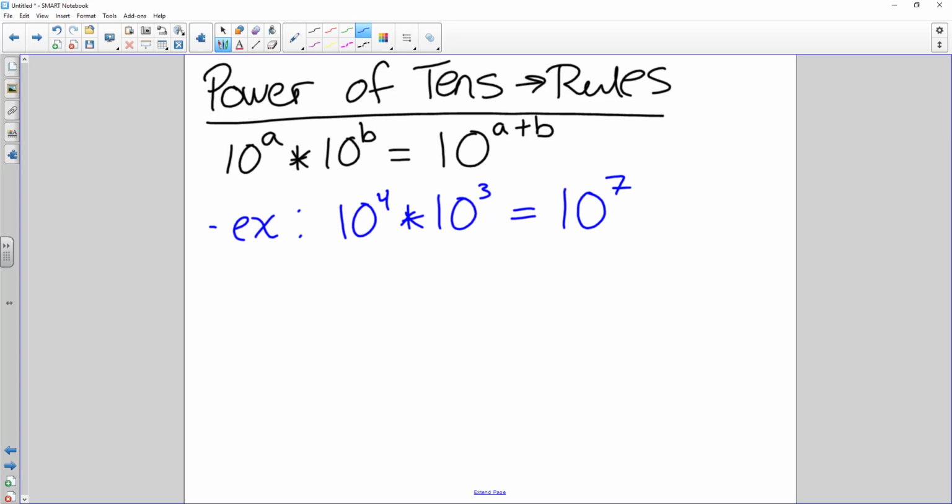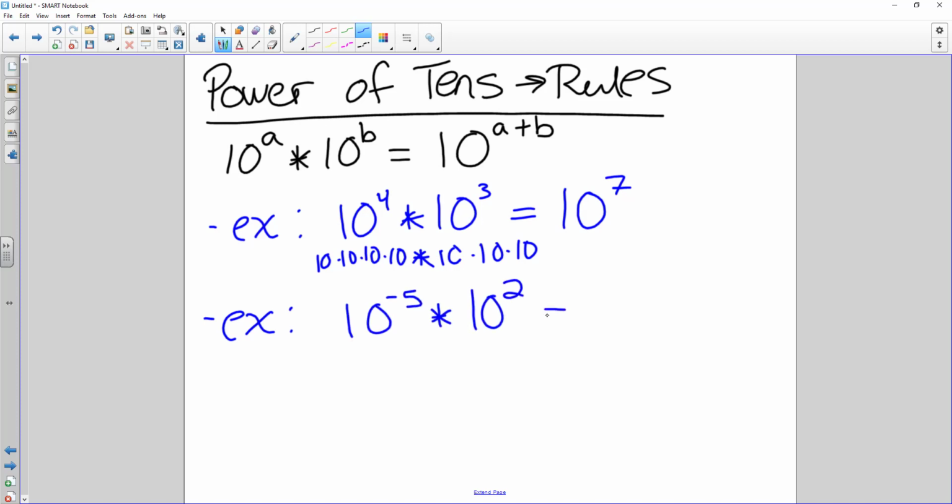plus 3, to the 7th, which the reason why is because this would be 10 times 10 times 10 times 10, and then 10 to the 3rd is 10 times 10 times 10. So really altogether I have 7 of them. Or how about one with negatives? 10 to the negative 5th power times 10 squared. This will be 10 to the negative 3rd.